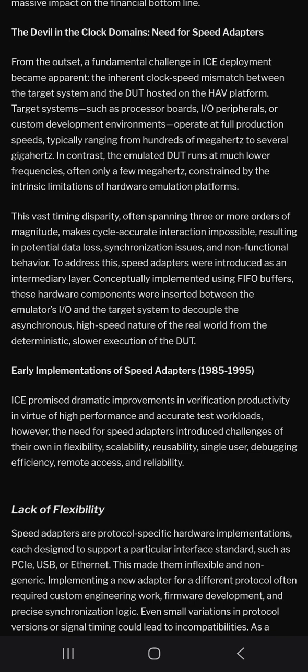To address this, speed adapters were introduced as an intermediary layer, conceptually implemented using FIFO buffers. These hardware components were inserted between the emulator I/O and the target system to decouple the asynchronous, high-speed nature of the real world from the deterministic, slow execution of the DUT.